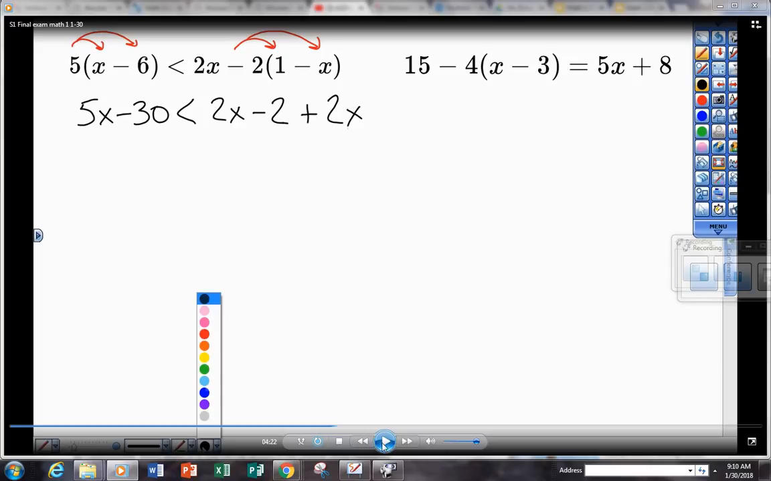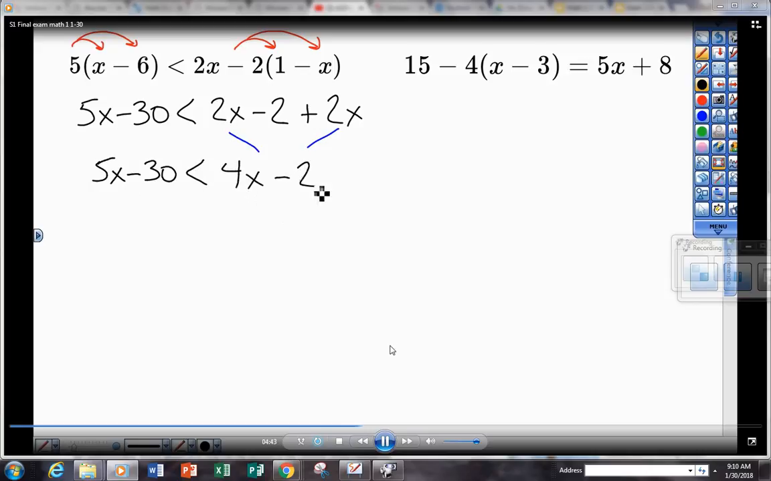So after I distribute, I then look to combine like terms. So I'm going to combine this 2x and this 2x. And again, showing you, make sure you get positive 2x right there. Second, after you distribute, combine all like terms. Can't combine anything over here. Over here, I can combine these two 2x terms. So I get 5x minus 30 less than 4x minus 2.